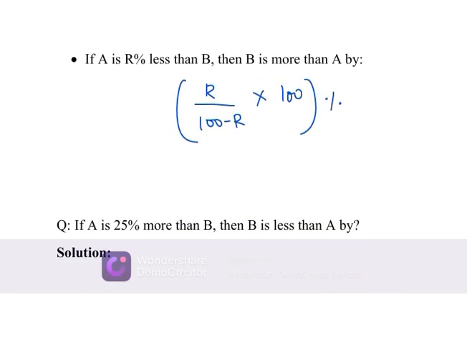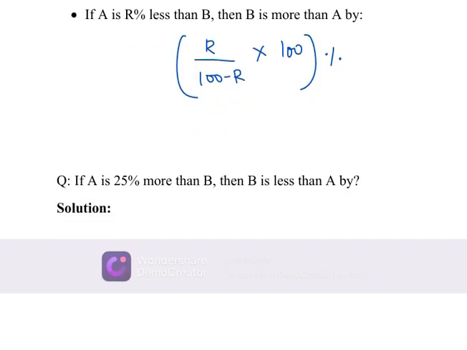Now if A is 25% more than B, then B is less than A by how much? You will apply the same formula, which is 25, the value of R, upon 100 plus R, because it is more, so 100 plus 25, which is 125, into 100. So on solving this, you will get the value as 20%. So that means B is 20% less than A.